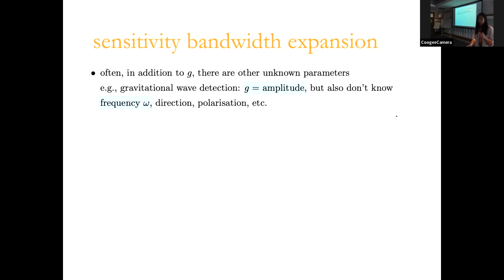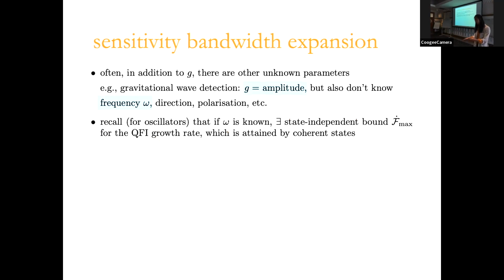As a prototypical model, we can imagine we're interested in the amplitude G of the forcing on a damped harmonic oscillator, but we also don't know the frequency omega of the forcing. And harmonic oscillators serve as a good model for both gravitational wave and dark matter detectors. So recall from the previous discussion on the harmonic oscillator that if the frequency were known, then we're able to obtain this state independent bound F dot max for the maximum QFI growth rate. And this bound can be attained asymptotically using coherent states, whereas we can't do any better by using non-classical states.